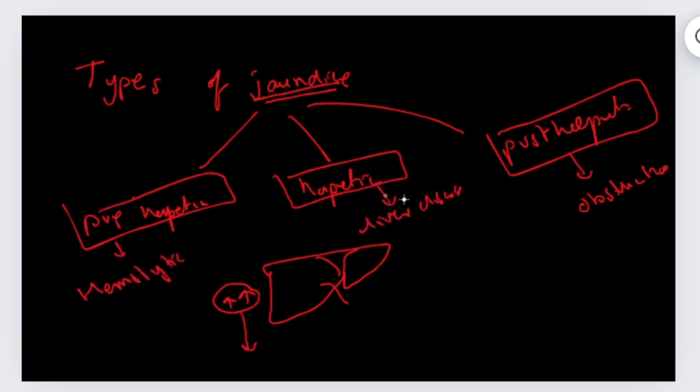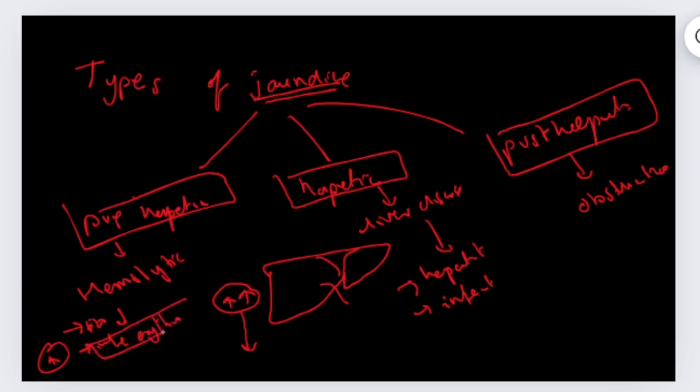Hepatic jaundice can be caused by liver cirrhosis. If there is hepatitis or infection in the liver, then the bilirubin mechanism will be disturbed, and that is called hepatic jaundice. Hemolytic anemia is caused by abnormal, ineffective RBC and ineffective erythropoiesis. When there is obstruction in the bile duct, the bile cannot move forward, and the backflow of the bile will move to the blood and cause jaundice.